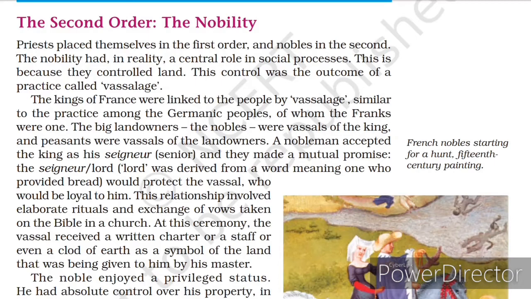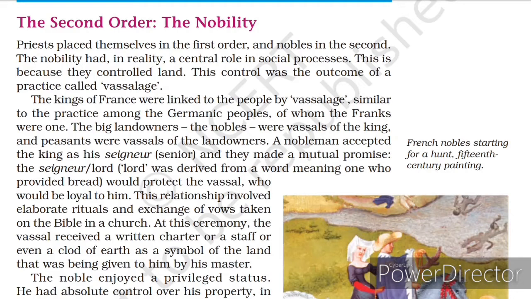Okay, so anything can be given. A clod of earth, a small piece of stone, can be given to him. Even a staff. Staff means a wood or a stick is given as a symbol, saying that from today onwards I'm giving you a land and you have to serve me loyally. All this is done.